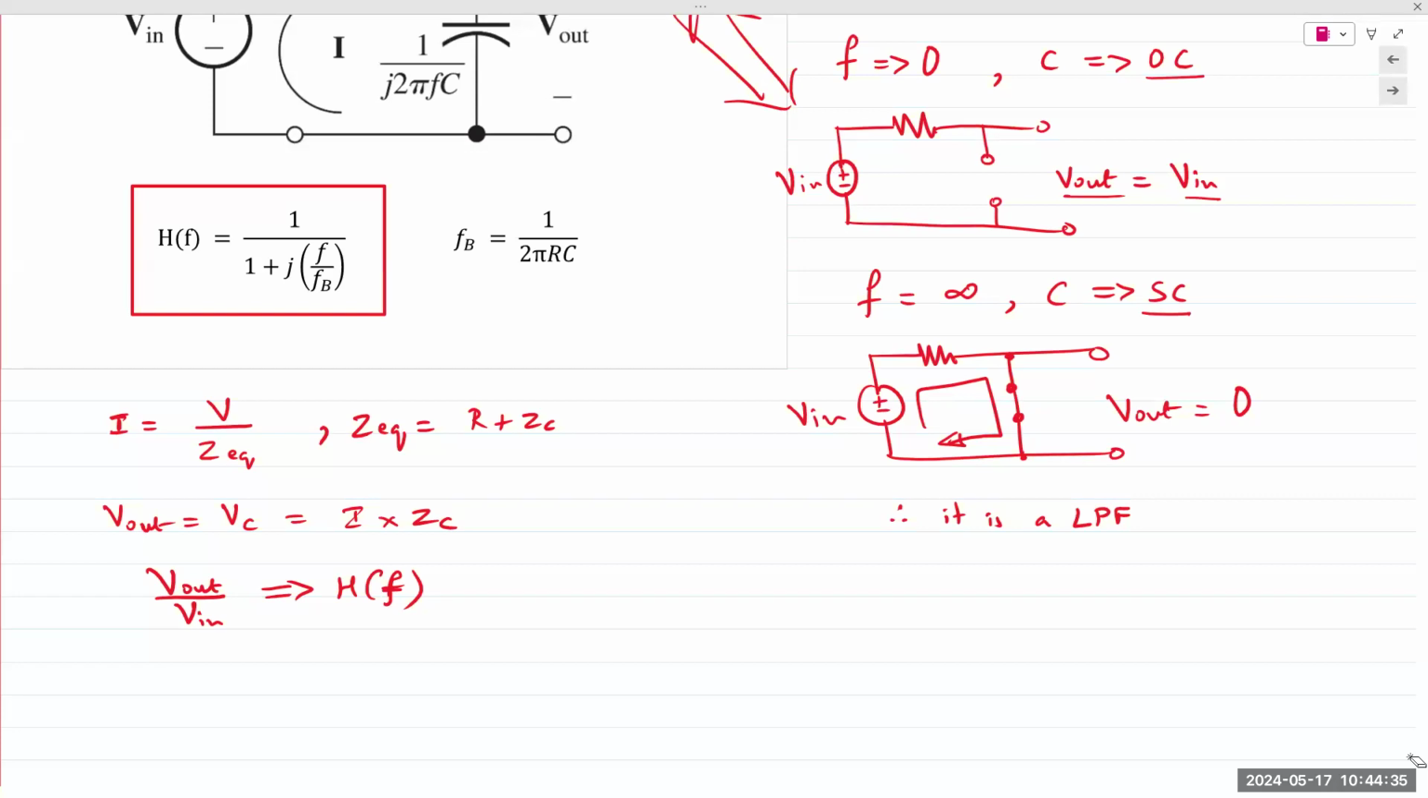FB is a constant. It's a constant that is defined by this equation, 1 over 2 pi RC. Depends on the values of the resistor, depends on the value of the capacitor, 1 over 2 pi RC. Okay, and that is fixed. That break frequency is what defines where the frequencies are allowed to pass through and which frequencies are blocked. Okay. All frequencies below the break frequency will be allowed to pass through. All frequencies above the break frequency will be blocked.